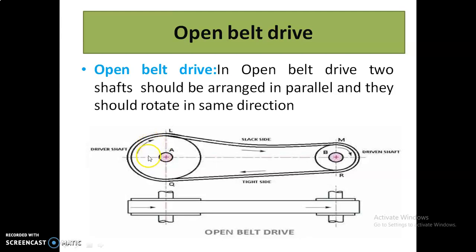And here if you observe this diagram, the pulley A is rotating in clockwise direction, so pulley B also rotates in clockwise direction. Means these two pulleys are rotating in the same direction. Whenever the belt passes over these two pulleys on the open belt drive, the lower portion of the belt will be in tight position, and the upper side belt will be in slack position. So this is about open belt drive.